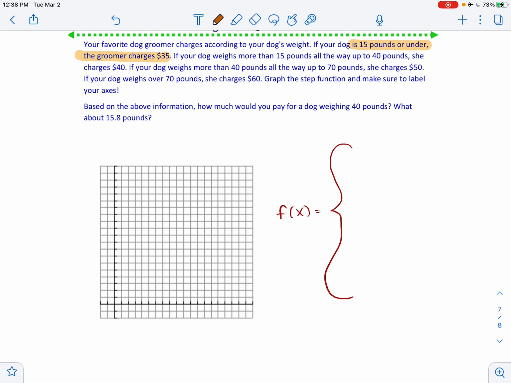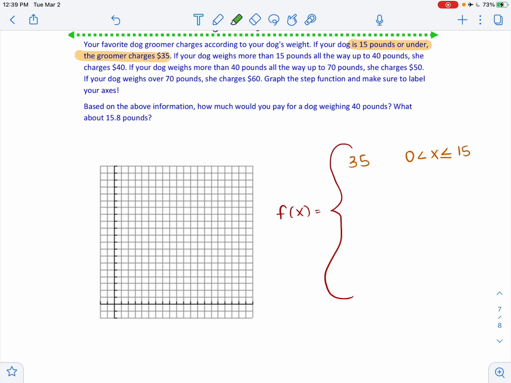So for a dog 15 pounds or under, I get charged $35. So it's going to be y equals 35 if 0, because we can't have a negative weighing dog, so 0 is less than x, is less than or equal to 15. And the reason it's less than or equal to is because if my dog is 15 pounds or less, that means my dog could equal 15 pounds and I'll still only pay $35.